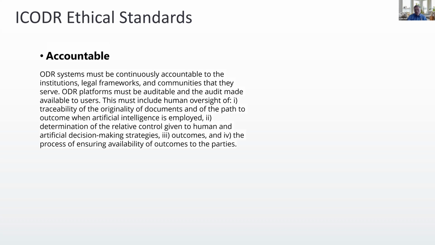So what you see here is, in terms of accountability, the outside auditors that can come in and look at the platform, it's not only for the process design and the output, the results of the ODR processes, it's also the information that is originally used to train whatever AI elements are employed within the system. And again, the auditors also need to know the relative control given to human and AI decision-making strategies. What's the balance between human in the loop and AI-driven processes? What outcomes are achieved? And the process of ensuring availability of the outcomes to the parties once an outcome is determined. So this is a pretty high bar, but this accountability is crucial for the ongoing credibility of ODR platforms.